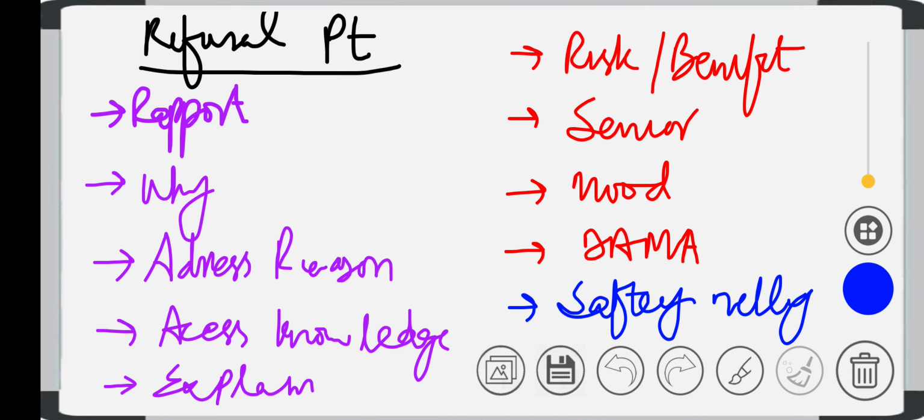So anytime in between, if the patient agrees and you have the time, you need to turn to the other things, like taking the relevant history, and then tell the patient the management plan. So this is all about the refusal patient situation.